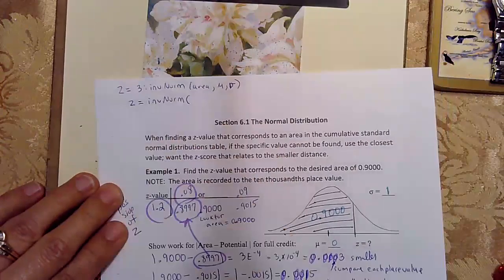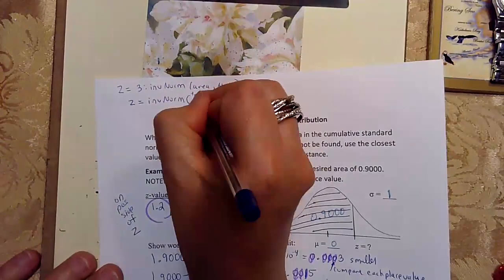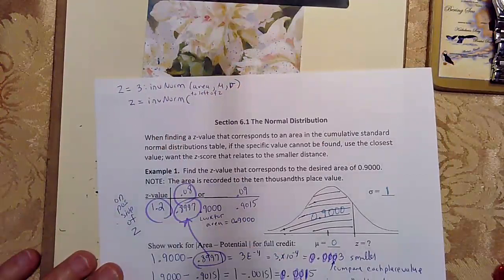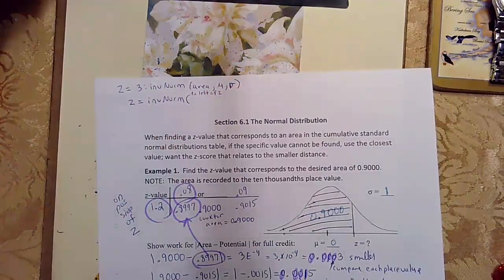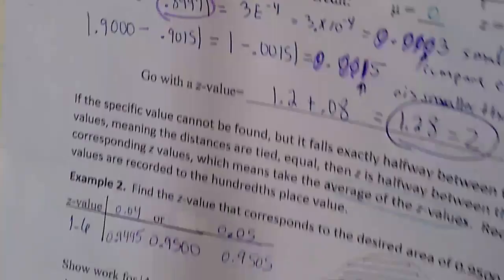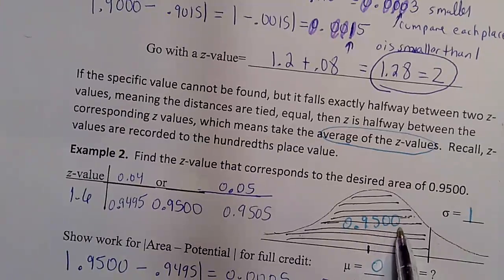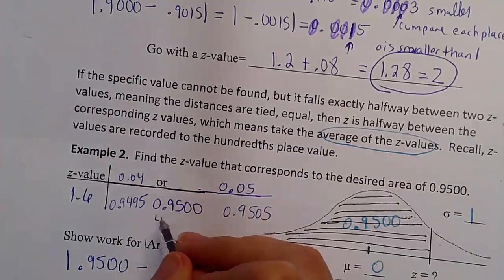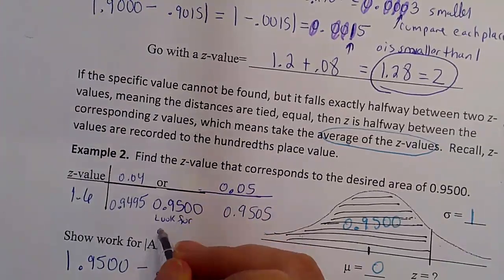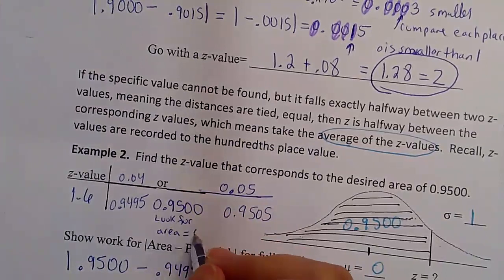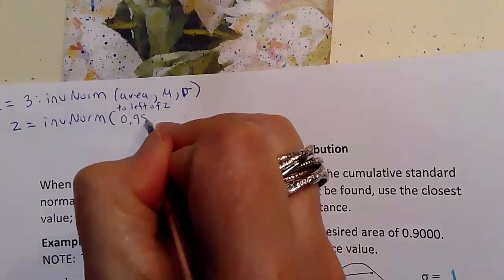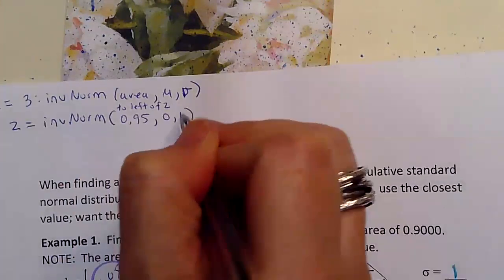And remember, your area has to be area to the left of z, remember? So when you do your area to the left of z, we're talking about this, right? You're looking for area 0.95. Remember, that's what we're looking for. So it's to the left of the curve. So when I put that in, mu is 0, sigma is 1.